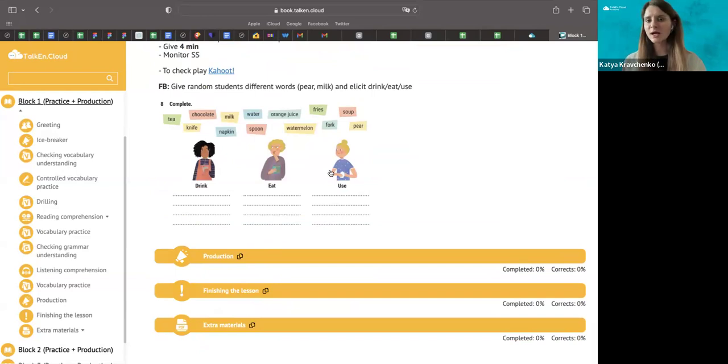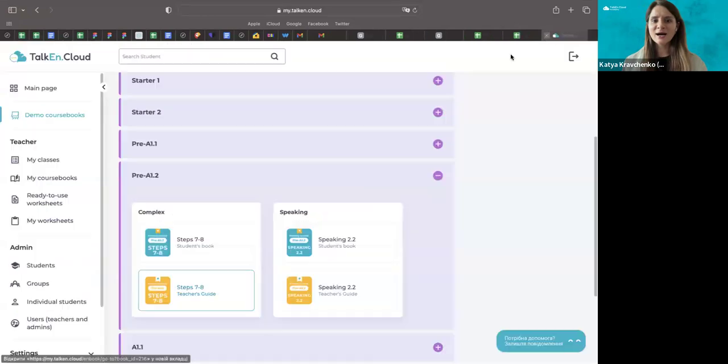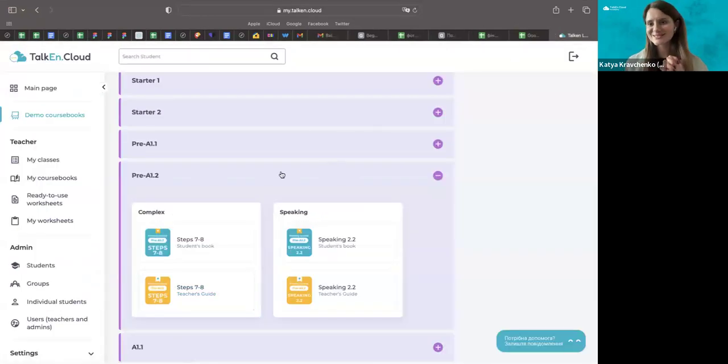Я не буду дуже детально продовжувати аналізувати план уроку, але на завершення хочу сказати, що всі плани уроків, всі розробки наших підручників були створені під керівництвом команди авторів і наших методистів, які працюють тренерами в нашій академії і розповідають вам та навчають різних цікавих актуальних методик. Я думаю, що з важливої інформації я вам все розповіла.